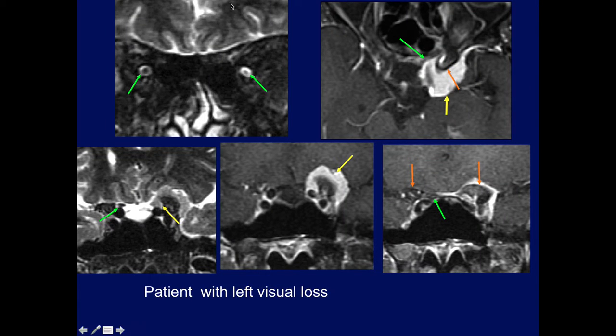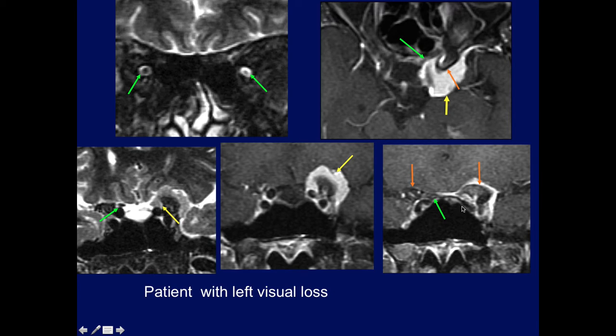Here's a patient showing optic atrophy on the left side, resulting from this very prominent large meningioma around the anterior clinoid on the left side, and we can see the left optic nerve here being compressed and deformed by this meningioma invading the optic canal.